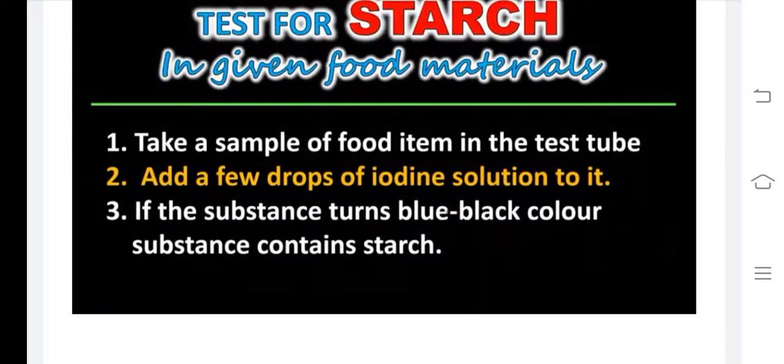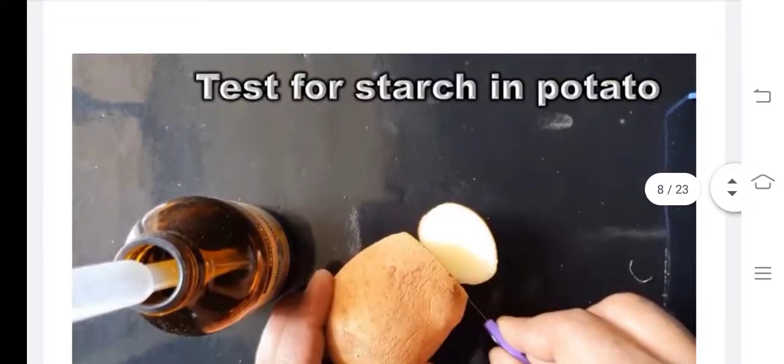See, these are the procedure, observation, all. You can see, take a sample of food item in the test tube, add few drops of iodine solution to it. If the substance turns blue black color, definitely the substance contains starch. I hope clear, children. Next, what is the homework? Name the food items, or list out the food items which contain starch. Next, we can move on to one more example they have given.